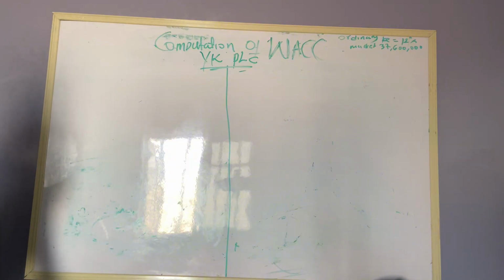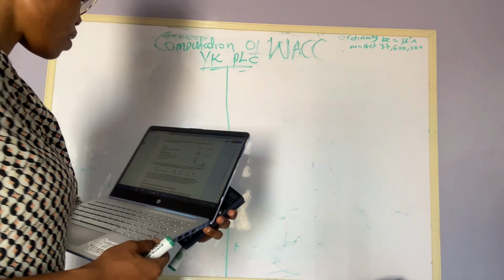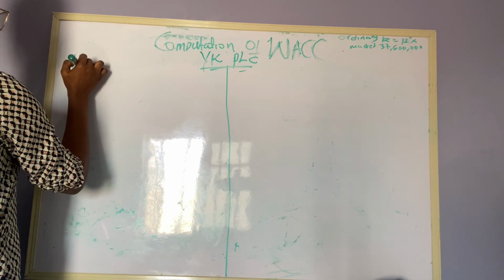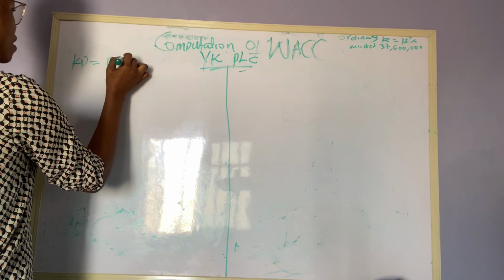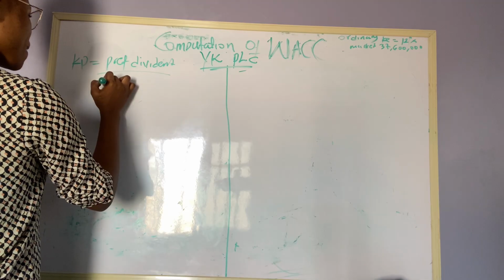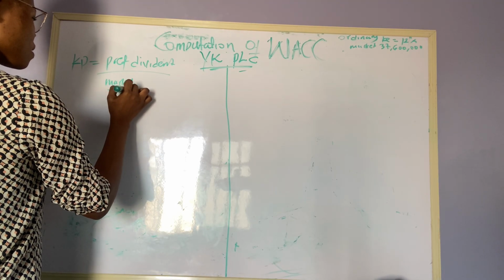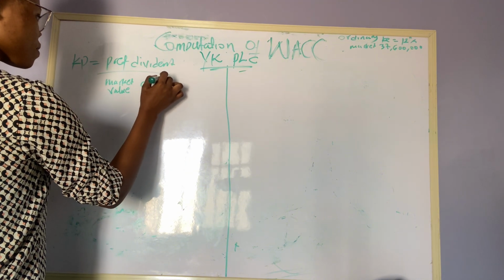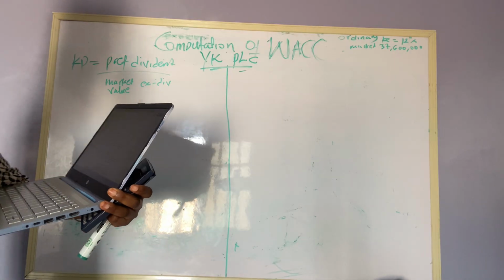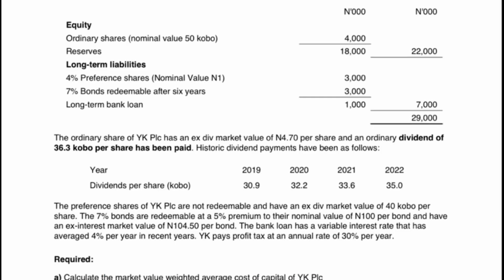So our second source of finance is preference share, right? So remember, our preference share formula is KP is equal to preference dividend all over market value ex-div. This is our formula, right? So now we'll check the question again. We are done with ordinary share.